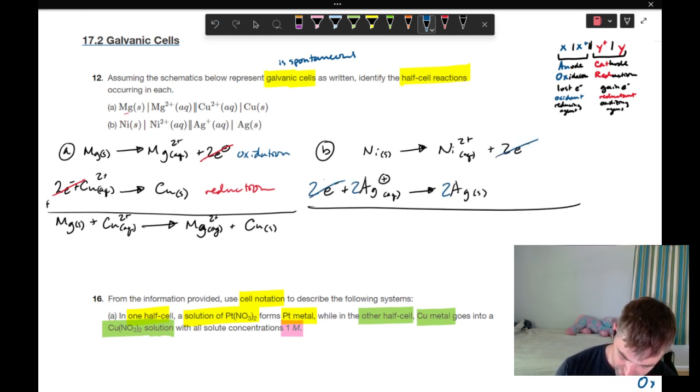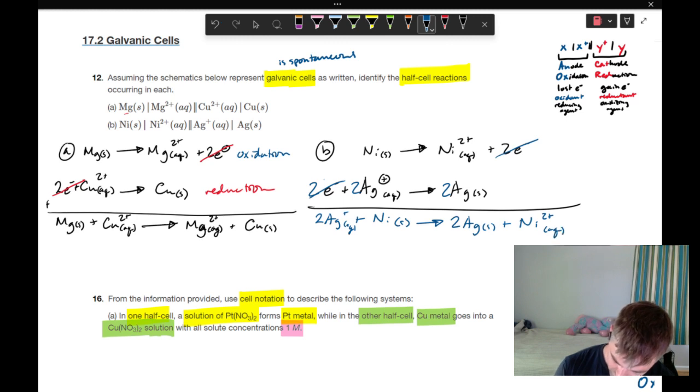2 electrons cancel out. You have 2 silver plus solid nickel, 2 solid silver, again, this was aqueous, plus nickel 2 plus aqueous. And that is your balanced half reaction.